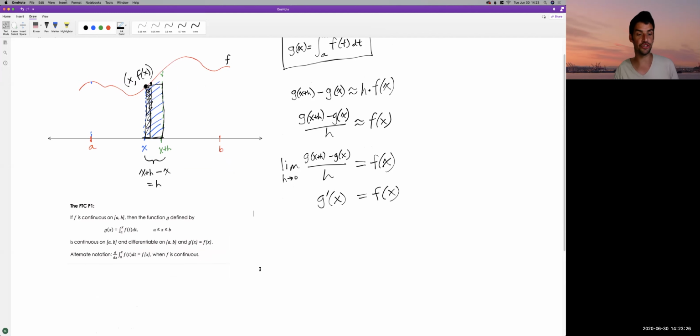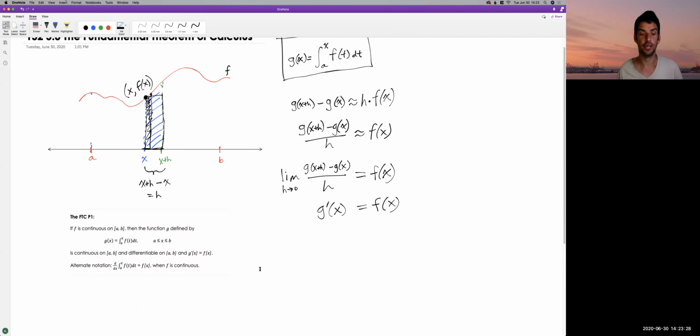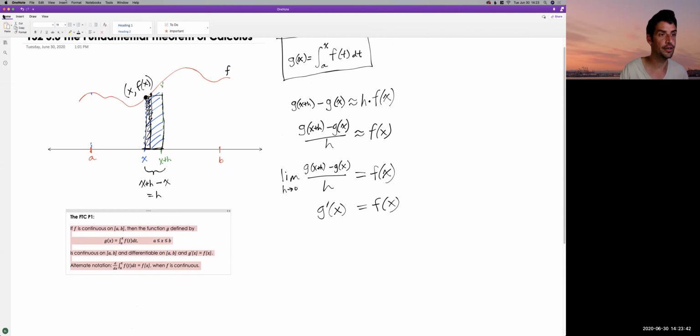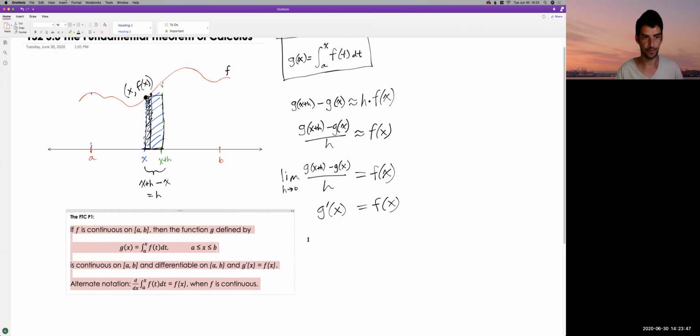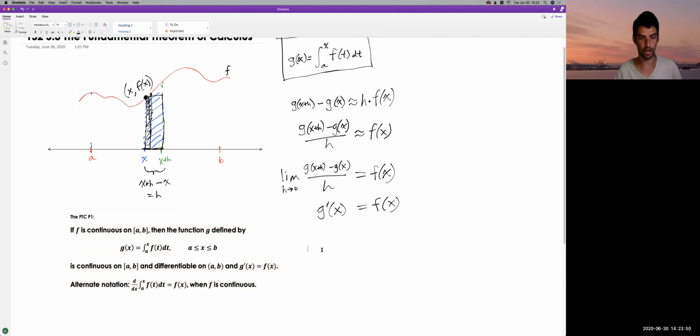There's a fuller statement of this fundamental theorem of calculus part 1. If f is continuous on AB, and hold on, I'm going to see if I can figure out how to make this bigger. Pardon me, I'm still new to this program. That's better. Now let's make it bold too. Okay, that looks better. If f is continuous on the closed interval AB, and the function g defined by g of x equals the integral from a to x of f of t dt, where x is between a and b inclusive.